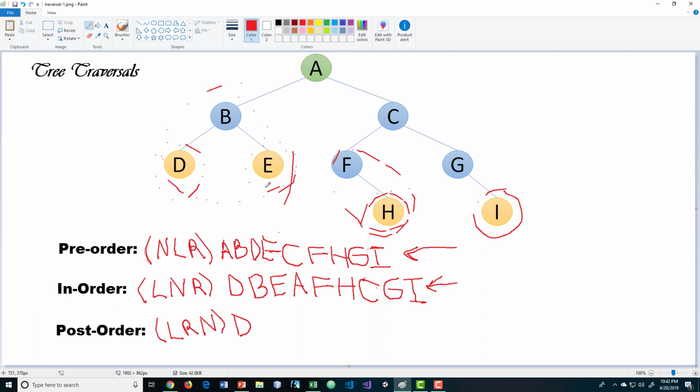E, have you visited your left? No, but I don't have one. Have you visited your right? Nope, still don't have one of those either. So I guess I can visit myself.